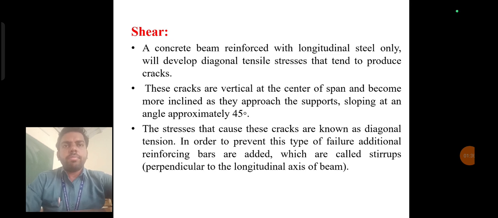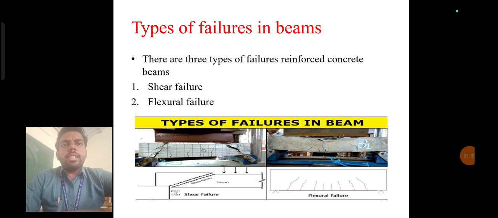Here, types of failures in the beam. Generally, there are three types of failures that occur in a reinforced concrete beam. One is the shear failure, the second one is the flexural failure, and the third one is the diagonal failure. Coming to shear failure, these shear failures occur due to heavy loads.